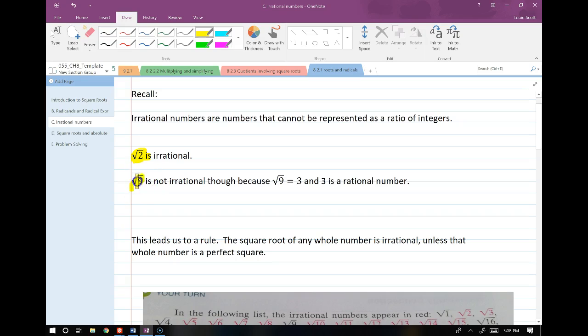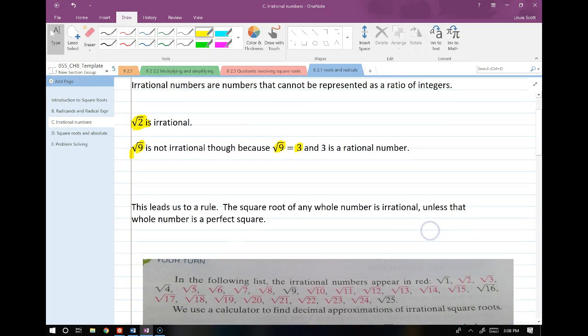Root 9, however, is not irrational. That's because root 9 has an even square root of 3. So that leads to kind of the rule of rationality and irrationality. The rule basically says that the square root of any whole number is irrational unless that whole number is a perfect square, right? And so 9 is a perfect square, which means that its root is not irrational. Its root is just 3.